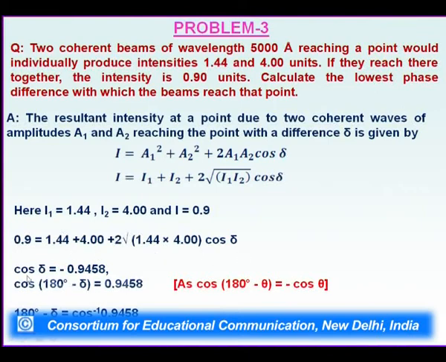After calculating this, cos delta is equal to minus 0.958. Now cos 180 minus theta is equal to minus cos theta. So we can get cos of 180 degree minus delta is equal to 0.958. Here we can take the cos inverse and then we calculate the value of delta, which is equal to 161 degree. Means this is the lowest phase difference with which the beam will reach the destination.